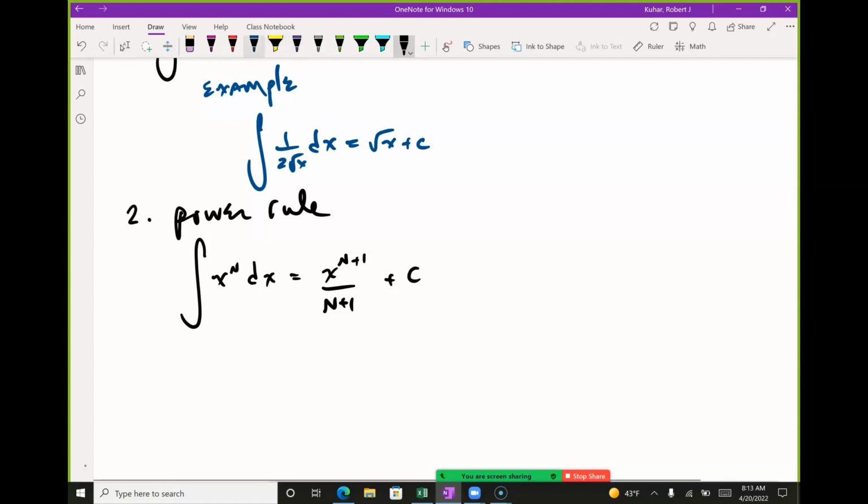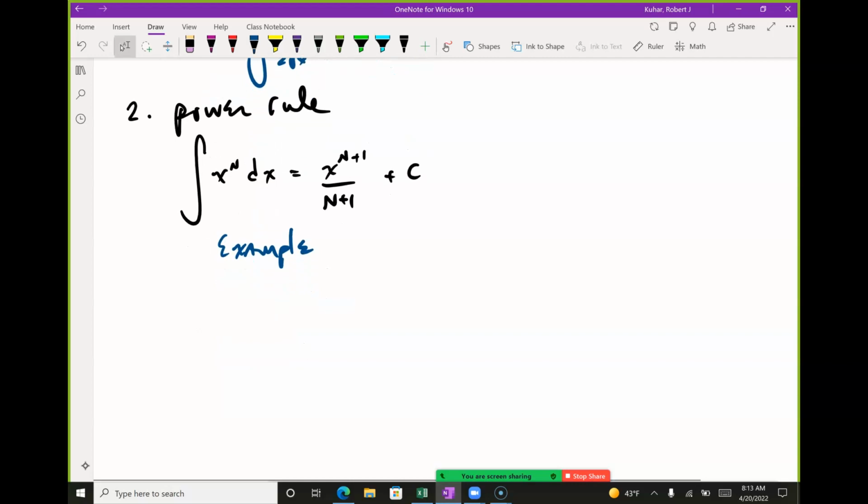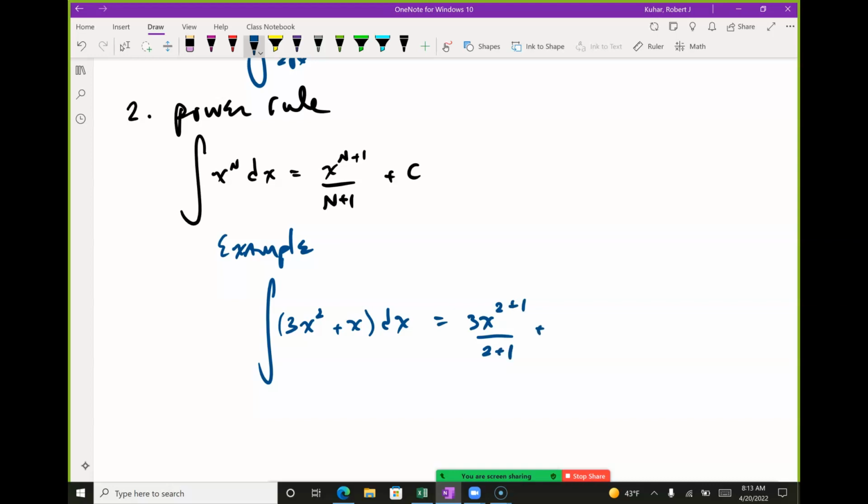So example, we did all these already, right? Just going through them quickly to have one nice list. So example, the integral of 3x squared plus x dx, right, would be 3x squared, and I'm going to add 1 and divide by the new, plus x, add 1, divide by the new, plus c. So x cubed plus x squared over 2 plus c.